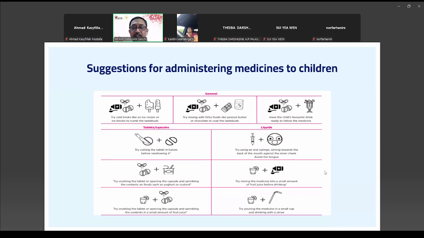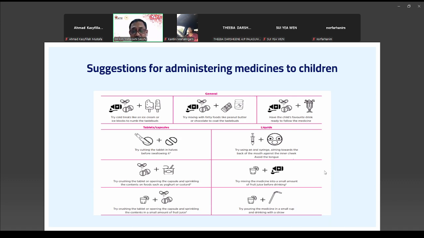And then what you can do is use a syringe, aiming towards the back of the mouth against the inner cheek. This is very common. The nurses, you can see, they will use the syringe and hit the cheek rather than the taste bud, because the tongue has a lot of taste buds. And when it hits the tongue, then the child will feel the bitter taste and not take it. So just hit the cheek.